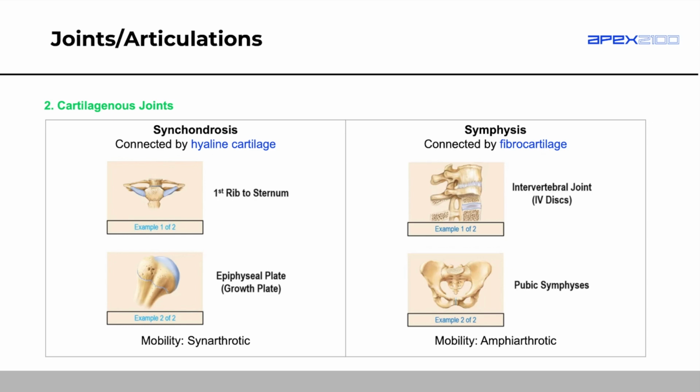So we can move the vertebral column when we bend forwards and backwards. There's a little bit of give there between the bones. And then also the pubic symphysis, think about a lady when she has to give birth. We're going to want that pubic symphysis to be able to move a little bit to allow for the baby to come through the pelvic girdle. So amphiarthrotic.